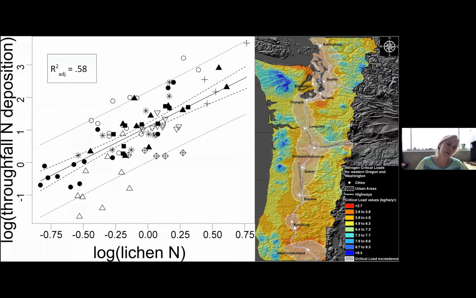And here's another example from the literature. This is actually a meta-analysis that I did a few years ago. It looks at how the amount of nitrogen in the lichens' bodies is related to the amount of nitrogen coming into the forest. And all these different symbols are from different study areas. So overall, you see that there is a strong correlation, R squared is 0.58. But when you look at the different study areas, you can tell that they're not all the same. The relationship between what's in the lichens and what's coming into the forest is different depending on the study area.